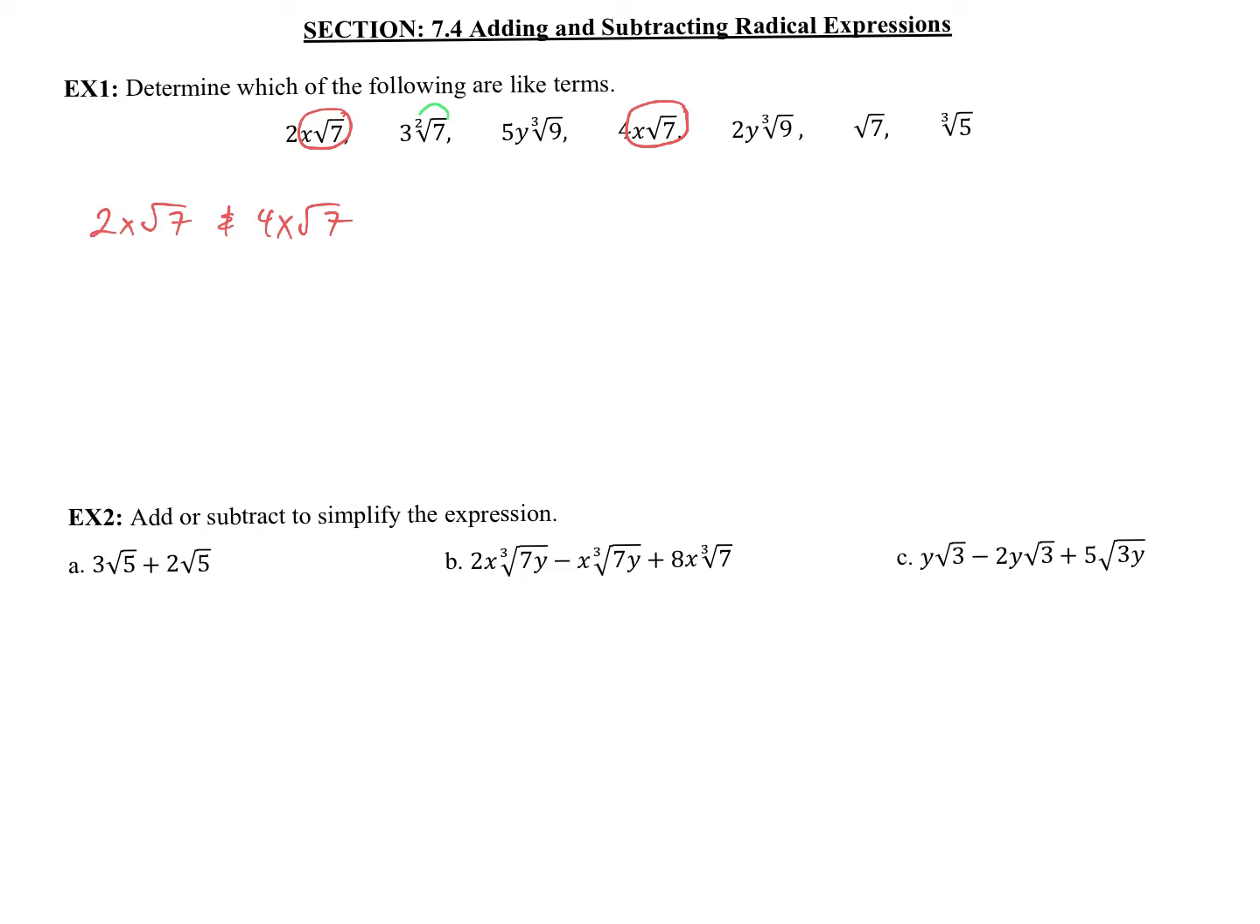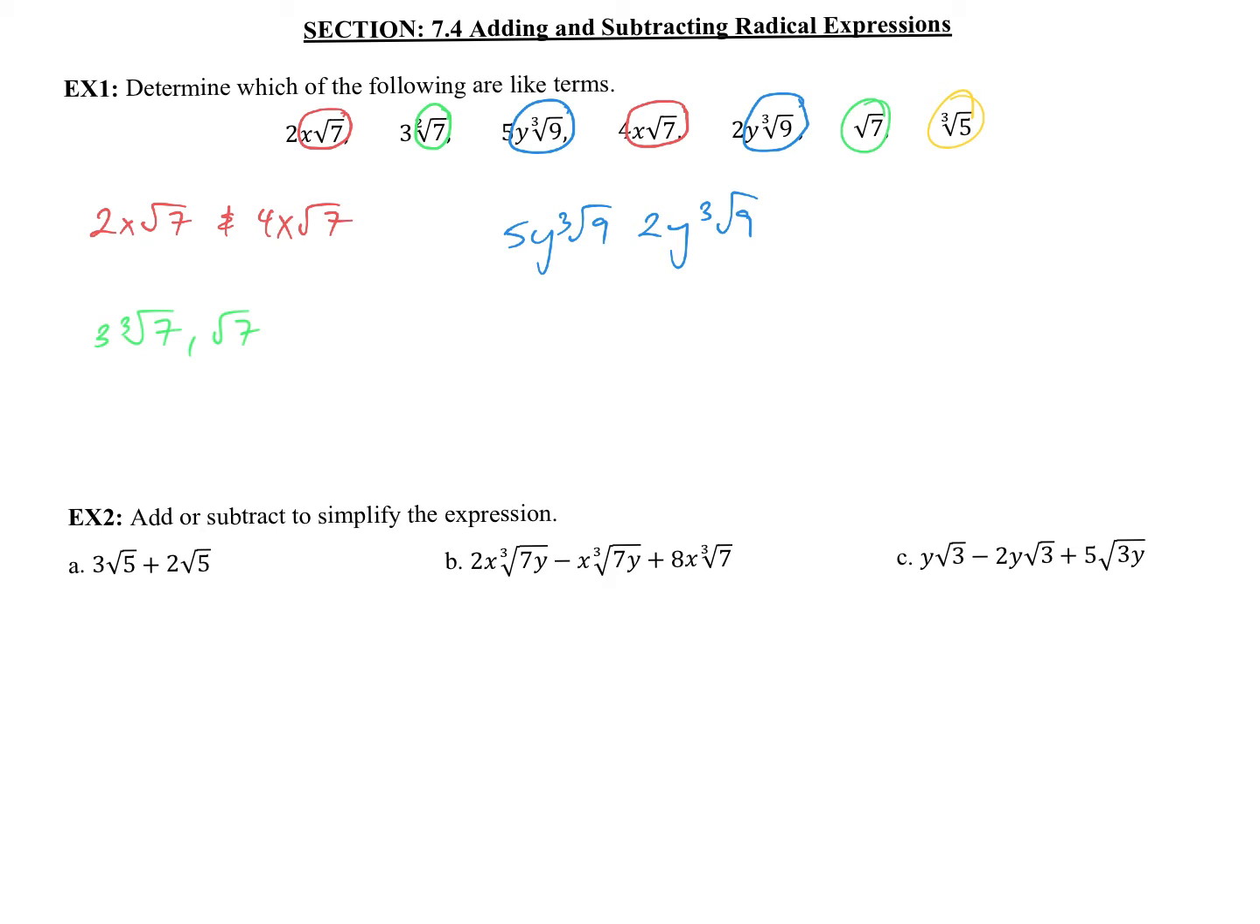Next one, we have the square root of 7. Another square root of 7. So 3 square root of 7 and square root of 7 are like terms. Next we have y cube root of 9. Ooh, look, there's a y cube root of 9. So 5y cube root of 9 and 2y cube root of 9. And lastly, we have the poor little left out guy, cube root of 5.